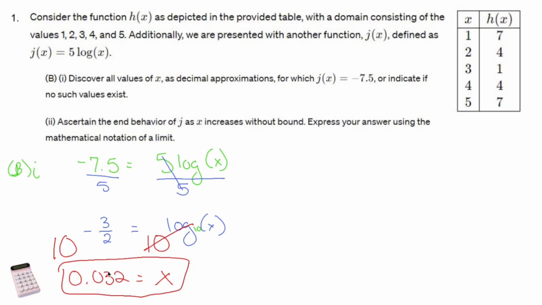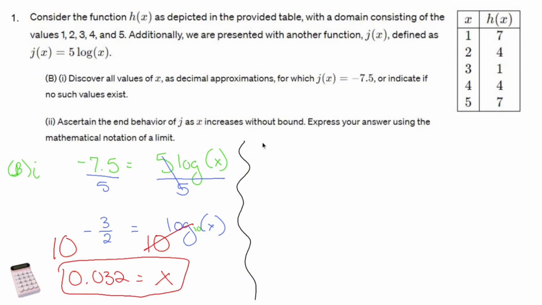Now here's where we have to just double check things. Since this was j of x, plug that in, can I take 5 log of 0.032? Yes, I can take the log of any positive number as long as it's not 0, as long as it's not negative. This is awfully close to 0, but it's not 0, so this will work just fine. Okay, so yep, this is allowed. Values do exist. I get one answer, and that's my one answer only.